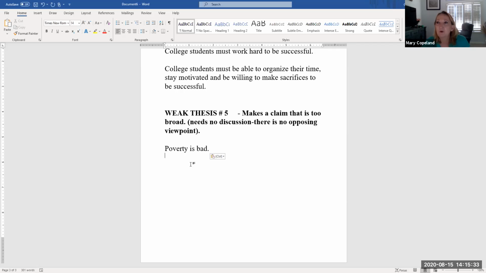Most reasonable people will agree that poverty is bad, that sex trafficking is bad, that child abuse is bad. And that's such a broad claim. I mean, you could write 100 pages, and we're certainly not doing that in this class, right? So you've got to narrow the focus, and you've got to make an arguable point.